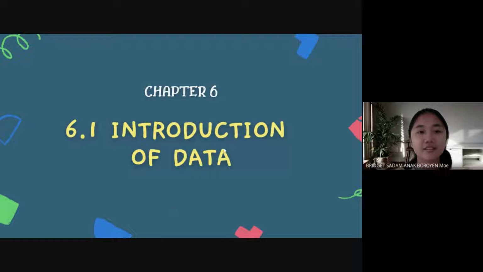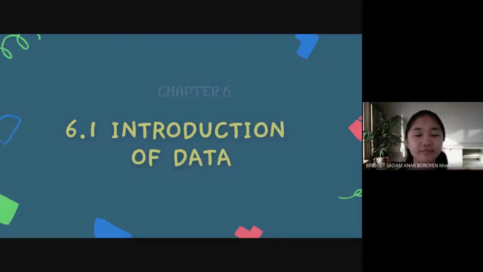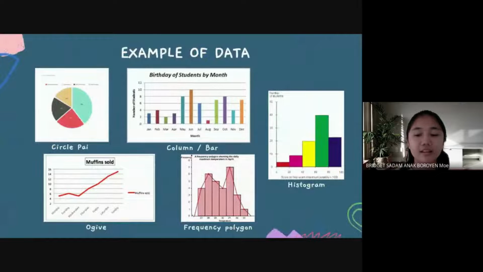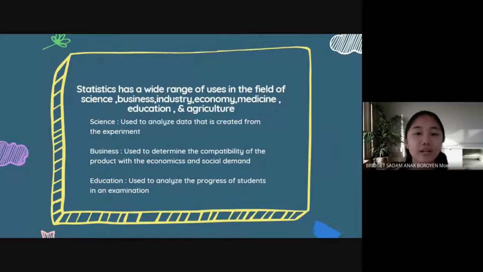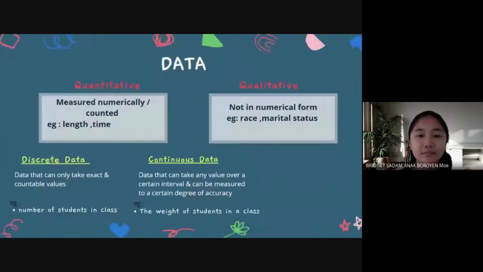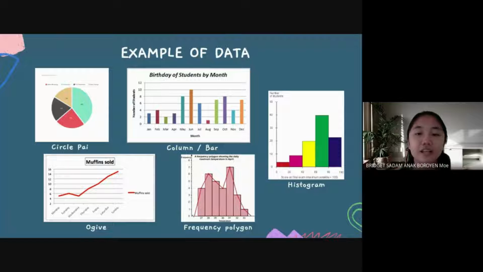Hi guys, today I'm going to talk about the first subtopic of Chapter 6, which is Introduction of Data. As we have mentioned earlier, statistics has a wide range of uses in fields such as science, business, industry, economy, medicine, education, and agriculture. These are examples of data that we have seen in our everyday life. There are various types of data, for example, pie chart, column or bar chart, histogram, ogive, or frequency polygon.